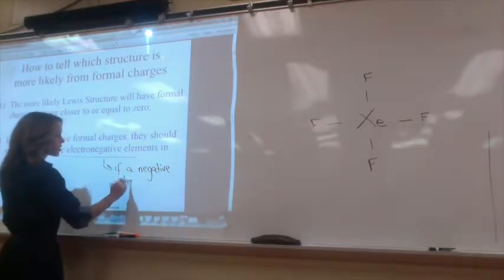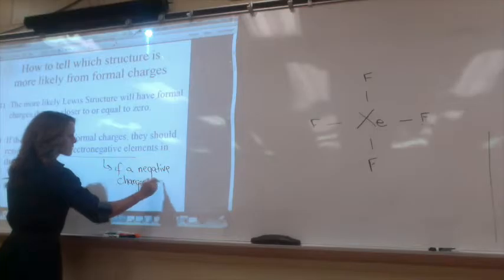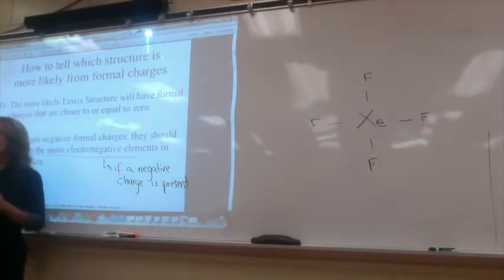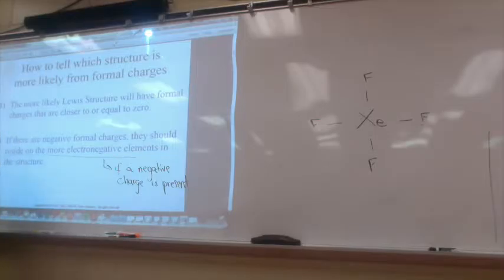So if a negative charge is present, it must be on the most electronegative element. So if I have an oxygen and a carbon, and I end up with a -1 on the carbon and a 0 on the oxygen, I did it incorrectly. The -1 should be on the oxygen because oxygen is more electronegative than carbon. Does that make sense? We'll practice these.